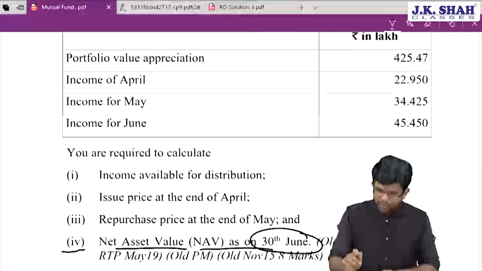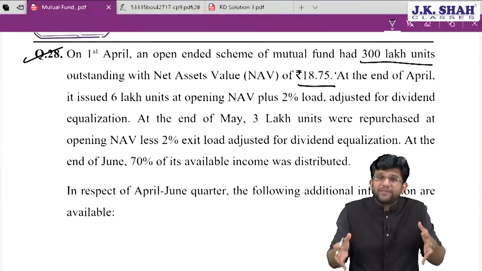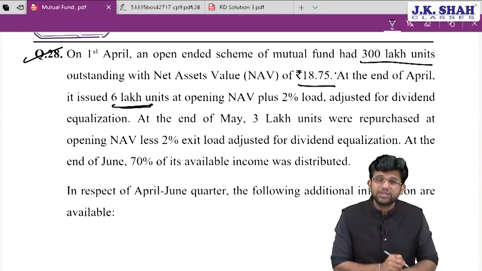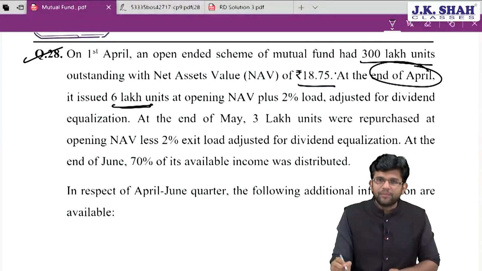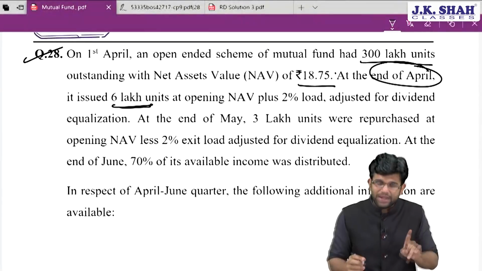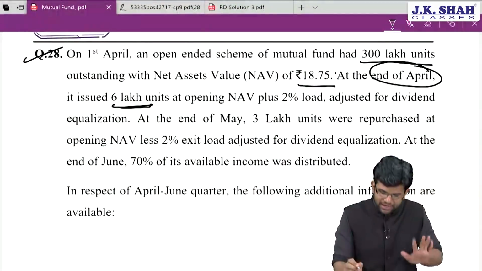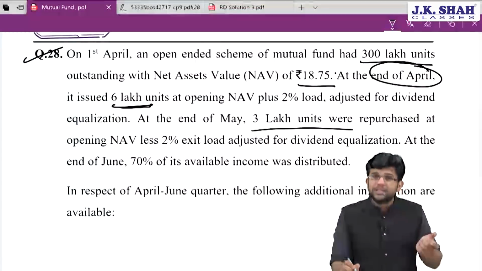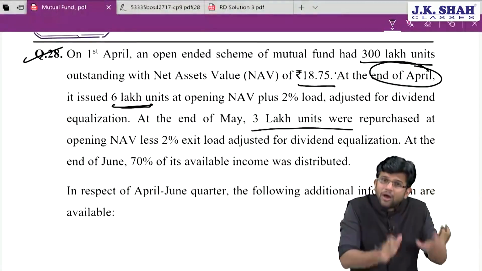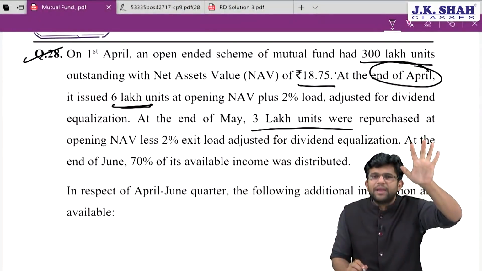Students, what all has happened from April? Please pay attention. Can I say you already had 300 into 18.75 opening fund value, correct? In that, can I say 6 lakh units were issued new and fresh, and the issue price at the end of April is already calculated by us. So 6 lakh into issue price is the new fund coming into your company, correct? And in that issue price at the end of April, all the dividend equalization, load, etc., everything is taken into picture, right? Then at the end of May, 3 lakh units are being repurchased. So if you are repurchasing, some of your fund will now deplete, correct? It will go down. And at what rate it will go down? That repurchase rate is also calculated by us at the end of May.